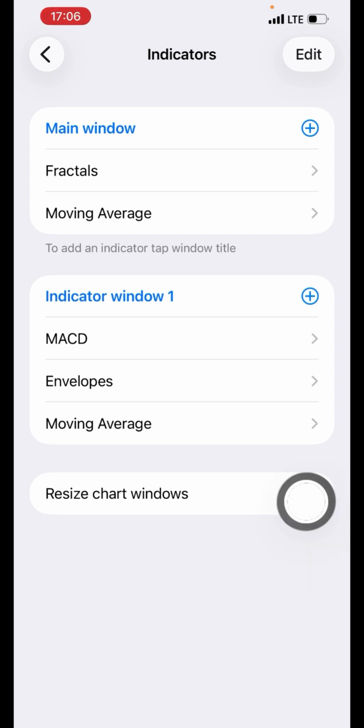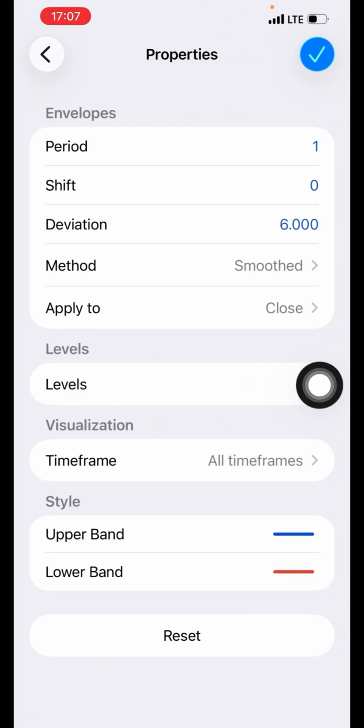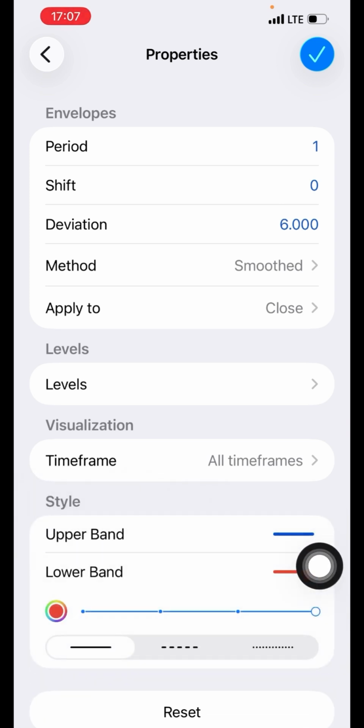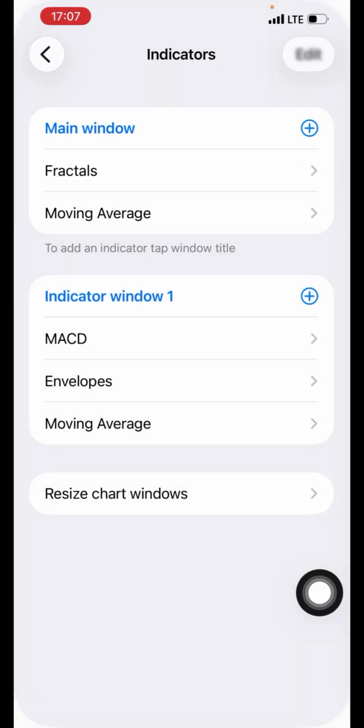Now next we have the envelope. By the time you add the MACD, this indicator window one here will be formed. For you to add the envelope under the MACD, just as you are seeing here, you click on this indicator window one plus icon and search for your envelope. For the envelope, the period is 1, shift is 0, deviation is 6.000, method is simple. The apply to is close, the level you leave as it is. Time frame is all time frames. Now the style: the upper band is color blue, 4 pixel, the lower band is color red, 4 pixel, and then you click on done.